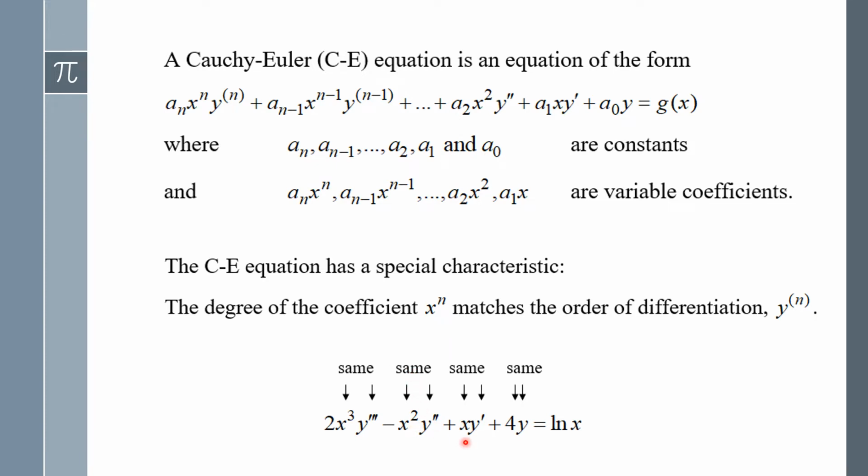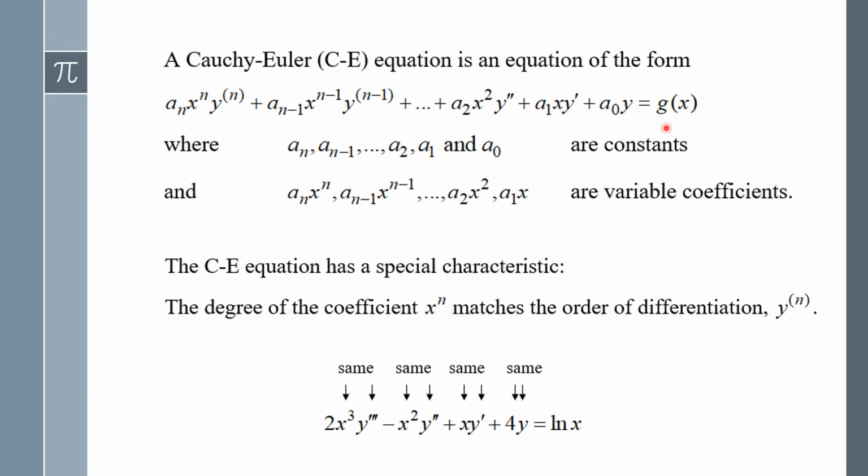For this part here, the degree of x is 1, and the order of differentiation is 1, they are both the same. And for the last term, there is no degree of x, meaning that the degree of x is equal to 0, and there's no derivative of y, and therefore we notice that these two are the same, 0, 0. So this is an example of a Cauchy-Euler equation which fulfills this characteristic. The degree of the coefficient x to the n matches the order of differentiation, the nth derivative of y.